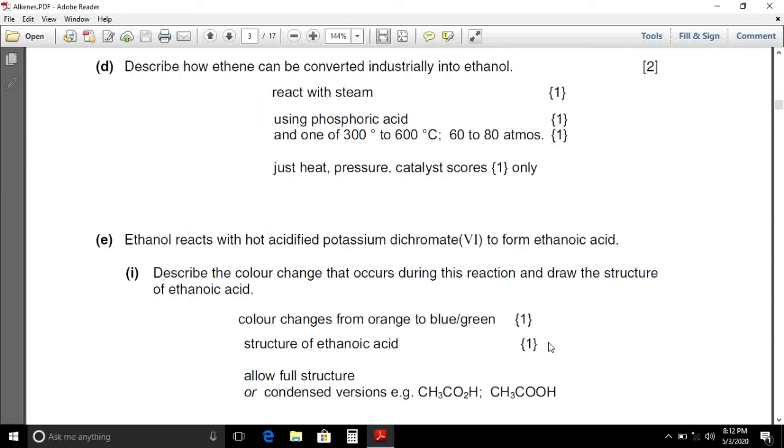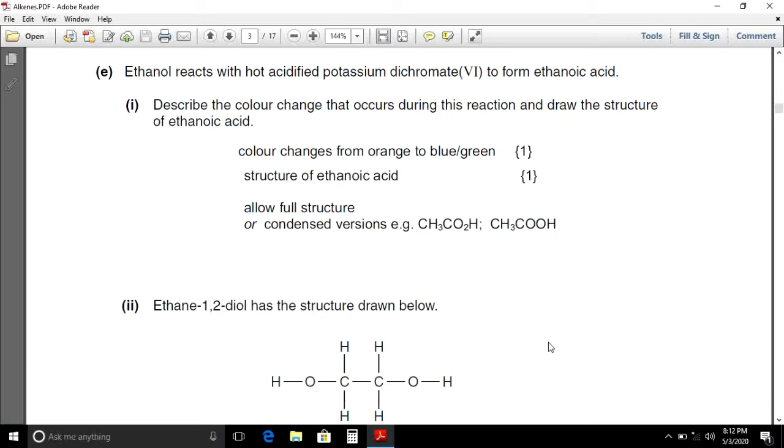Part d: describe how ethene can be converted industrially into ethanol. Ethene is reacted with steam at a temperature of 300 degrees Celsius and 60 atmospheres pressure in the presence of phosphoric acid acting as a catalyst.